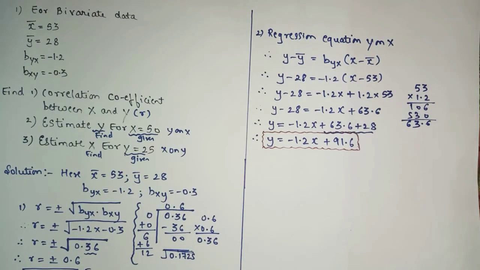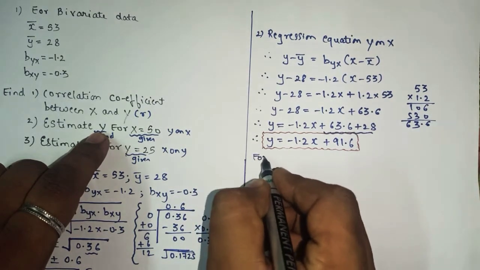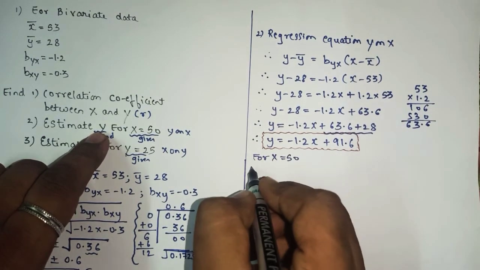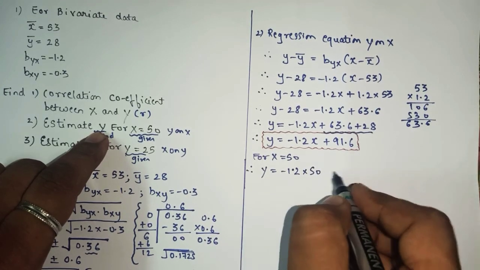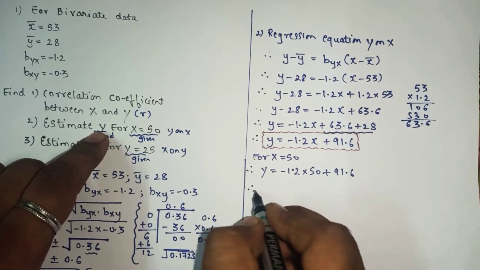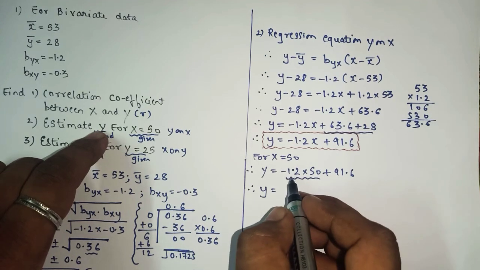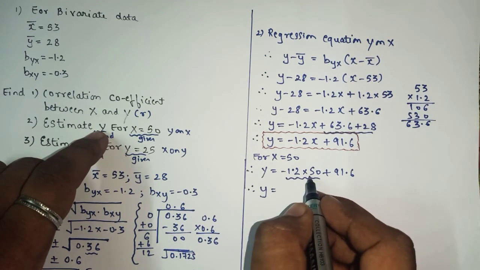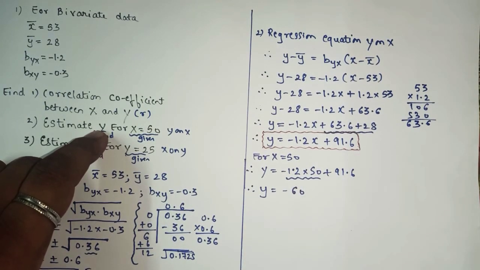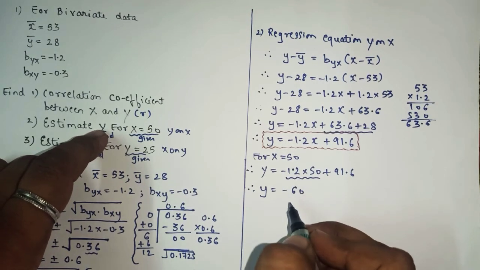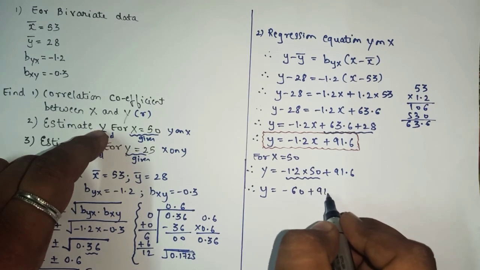But here we have to estimate, we have to find the value of y for x equals 50. So simply what you will do? You will replace this x by 50 to get the answer of y. So therefore y equals, so when you multiply this part, 1.2 into 50, that means 12 5s are 60, so the answer will be minus 60, as 12 50s it is 600. Okay, so one decimal, so the answer will be 60. So here minus is there, so minus 60 plus 91.6.